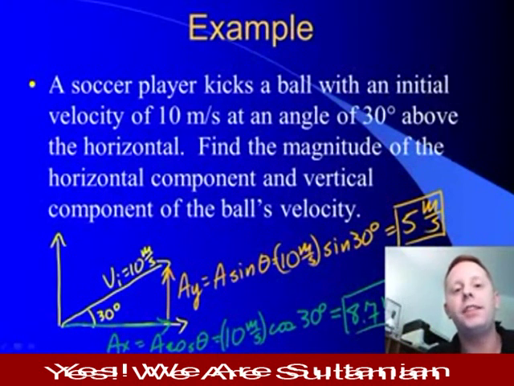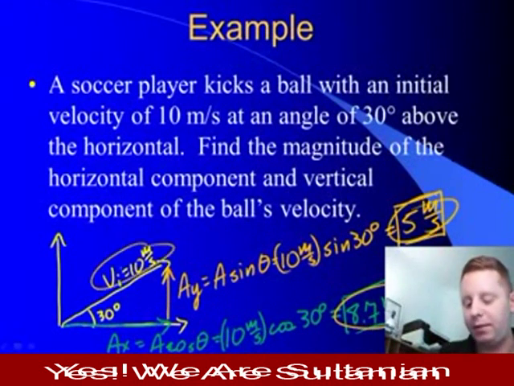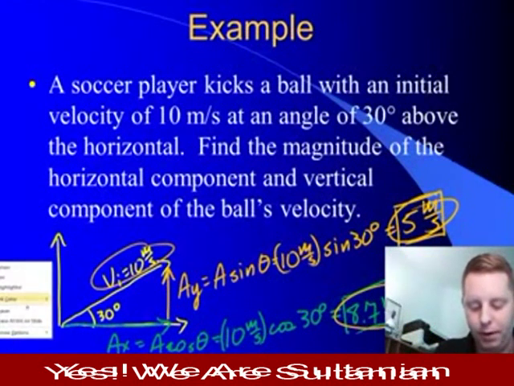And we could even check this out using the Pythagorean theorem. A squared plus b squared equals our hypotenuse squared, right? So if we took 8.7 squared, added it to 5 squared, we should come up with 10 squared, which would be 100.